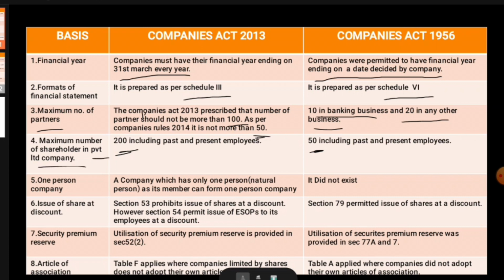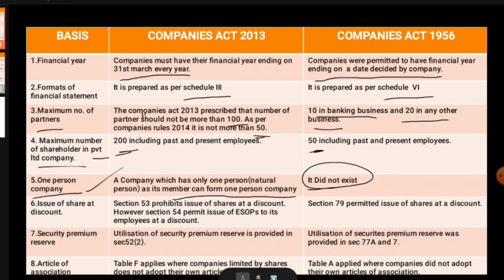Now the next point is one person company. A company which has only one person as its member can form a one person company. This concept is introduced in the Companies Act 2013, but in the Companies Act 1956 this concept did not exist.